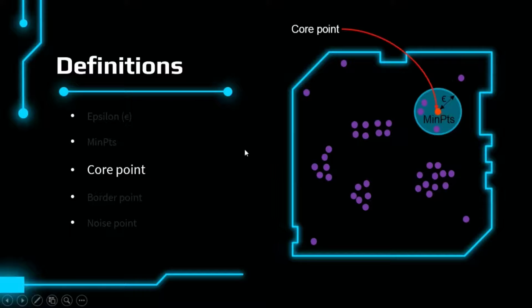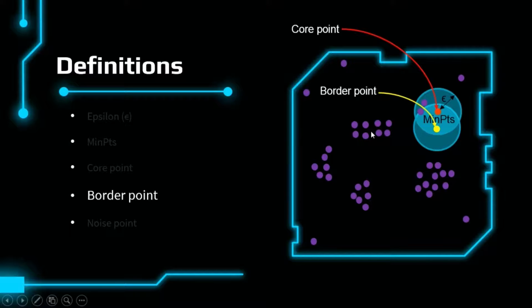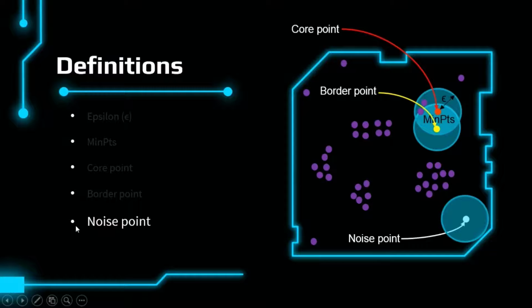So what is a core point? A core point is a point that has at least the minimum number of points inside its epsilon radius area, like this circle. If you have 3 points, we have a core point inside this area. The border points are the points that are not core points, but they are inside the epsilon neighborhood of a core point. And the last one is the noise point. These noise points are not core points, and they are not in the epsilon neighborhood of any core point.